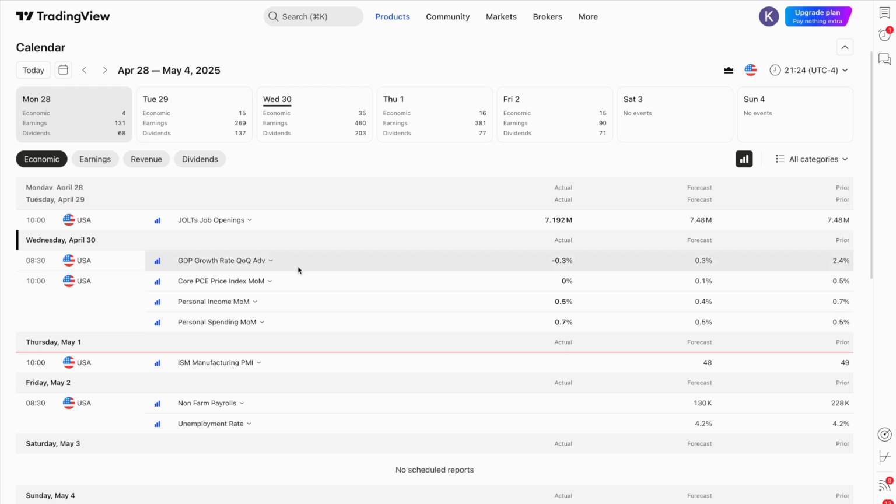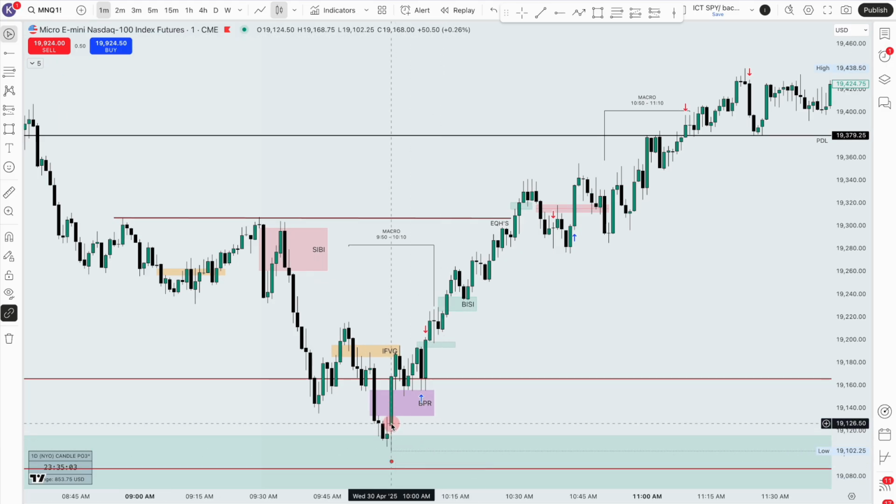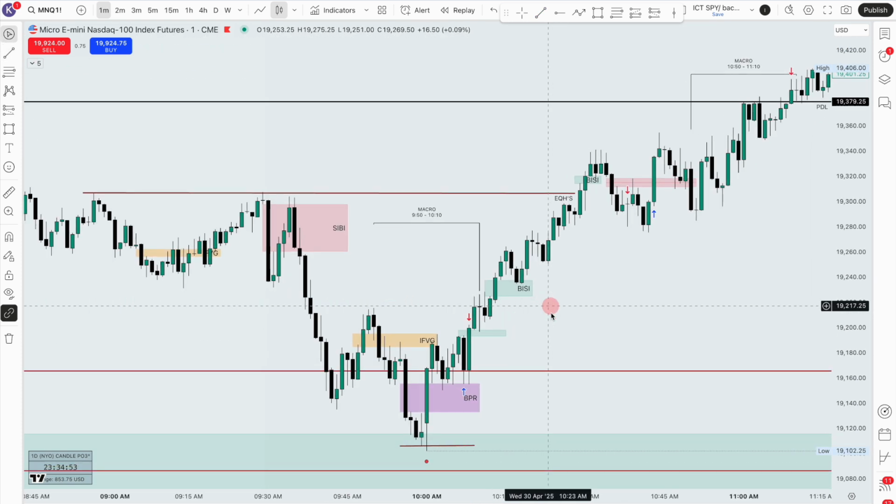GDP around 8:30, and then around 10 a.m. we have core PCE data. This is high impact news. Okay, so what did the market do at exactly 10 a.m.? The market took these stops here. The market repriced this CB, which we can mark as an inversion, and then there was this bullish fair value gap as well.